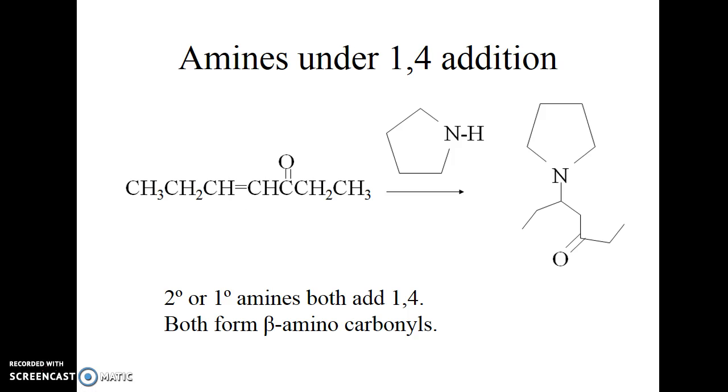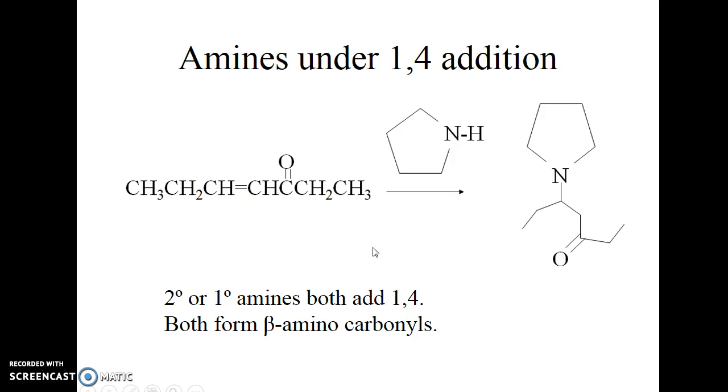So here's an example of 1,4 addition, an amine adding to a conjugated carbonyl. Notice the nitrogen becomes attached here. So 1, 2, 3 from the end. And then the hydrogen becomes attached where? Right there. And that's a CH2 you can see. So this hydrogen actually ends up on this carbon.